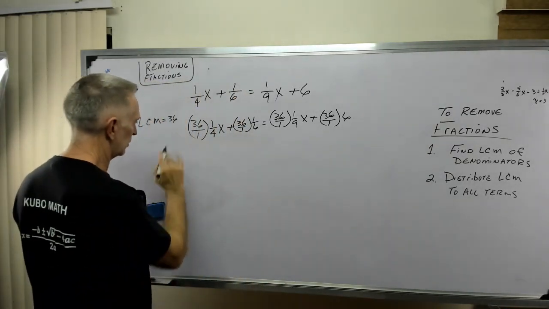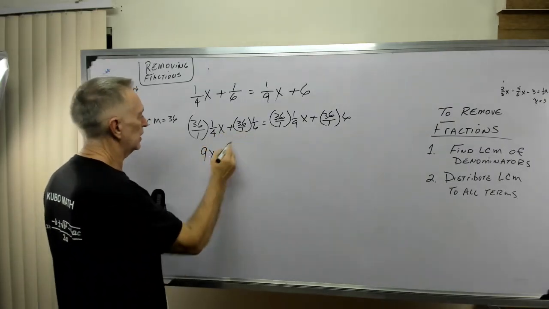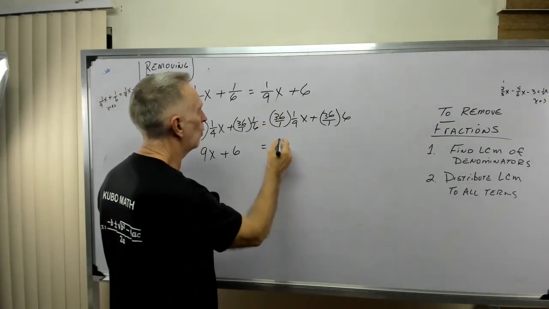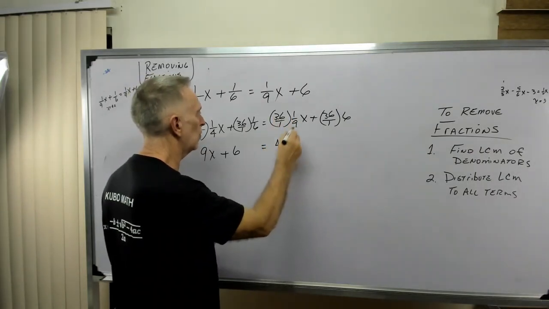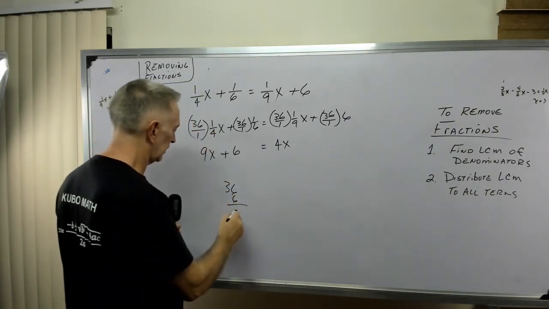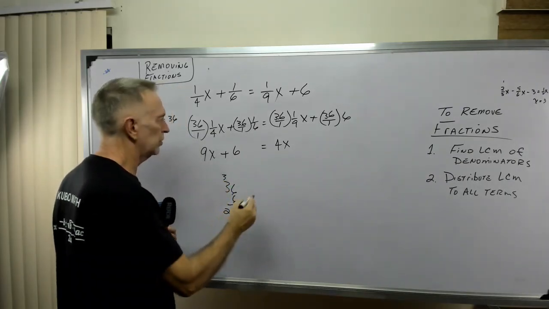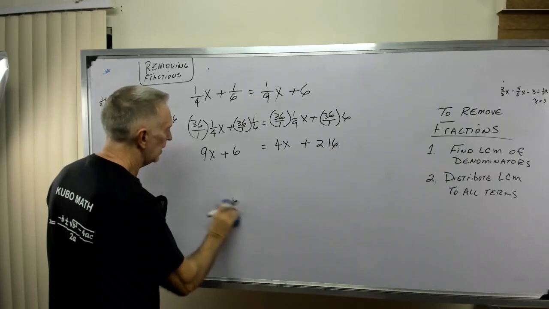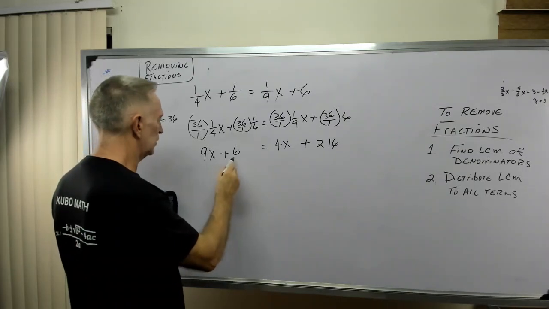36 divided by 4 gives us 9 times x. 36 over 6 is 6. 36 times 1/9, or 36 over 1 times 1/9, is 36 over 9, which is 4 times x, 4x. 36 times 6: 6 times 6 is 36, carry the 3, 18, 19, 20, 21, 216. Okay, now what? Well, let's see, let me just move the 6 over there.